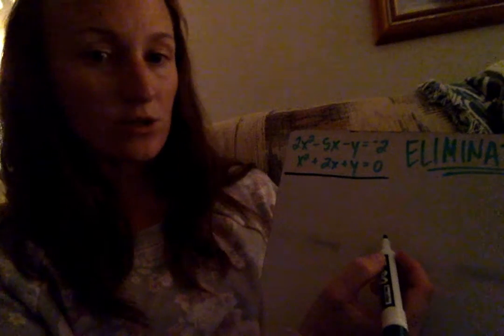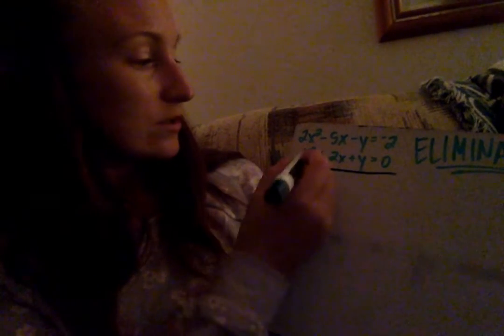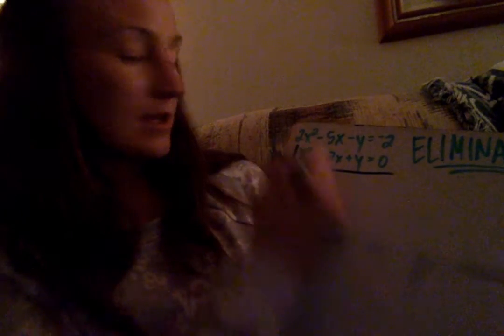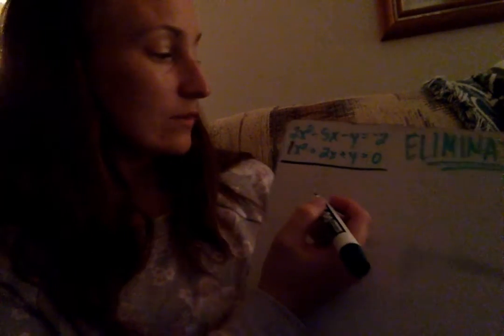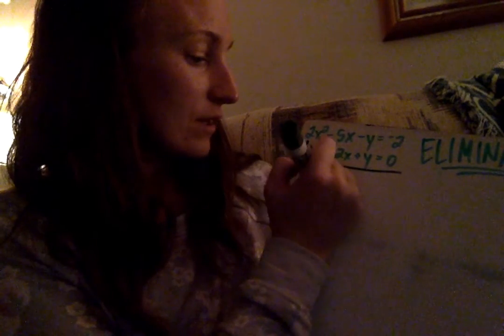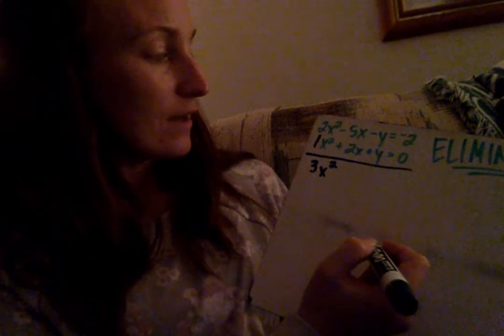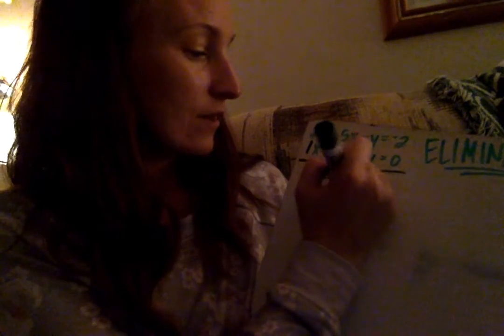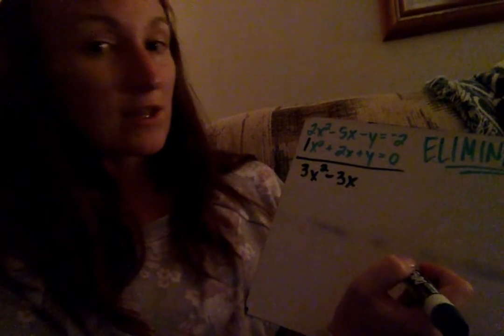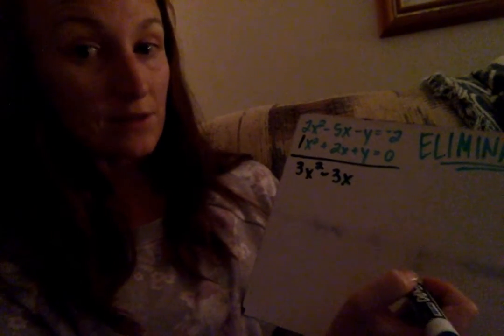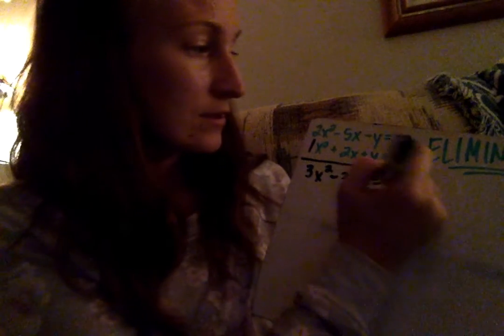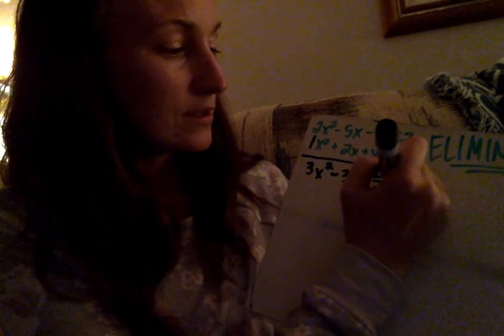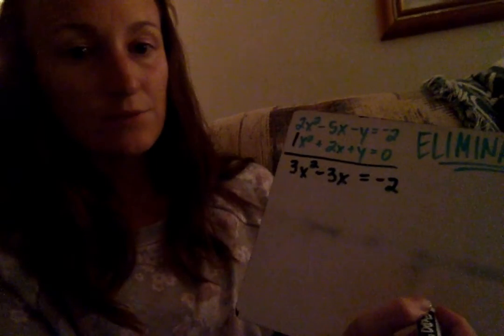just add these equations. When I add my equations, 2x squared plus, remember there's an imaginary one here, so 2x squared plus 1x squared gives me 3x squared. If I combine my negative 5x and my plus 2x, that's going to give me negative 3x. My y's, negative y plus y, end up canceling, so it eliminates itself. And this is going to equal negative 2 plus 0, or negative 2.